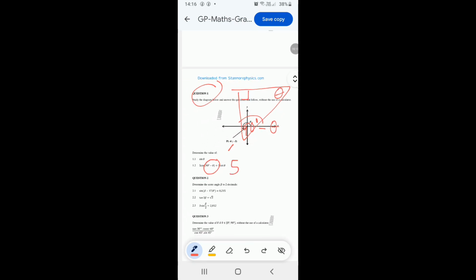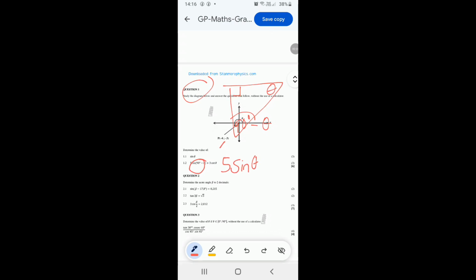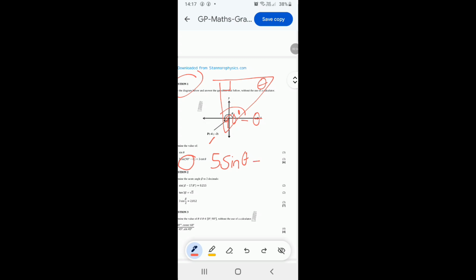So 5. Now this cos of 90 minus theta is going to change and become sine theta. This is just another simple way. Plus 3, it's a plus. Cot is 1 over tan theta. So we have 5 times sine theta. What did we get? Sine theta is minus 3 over 5.